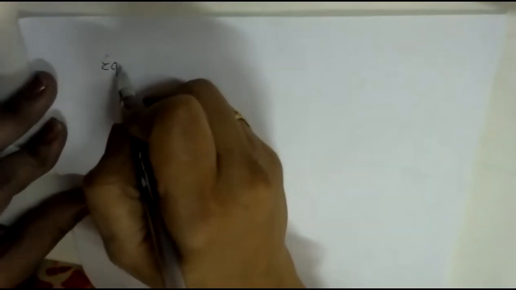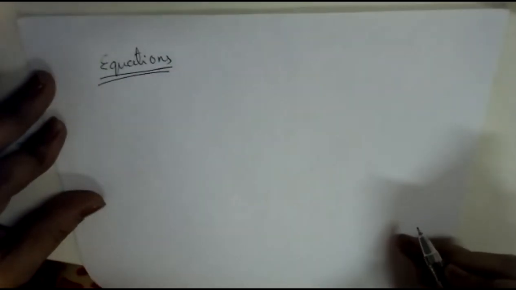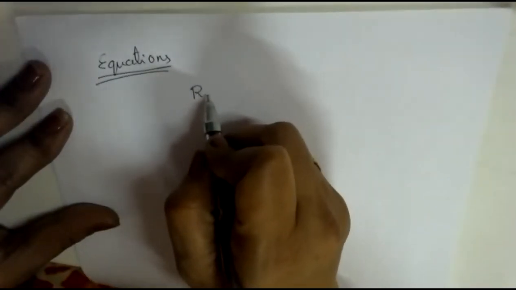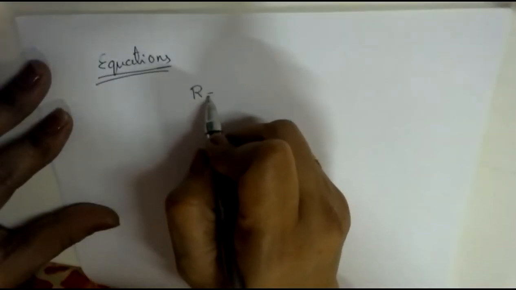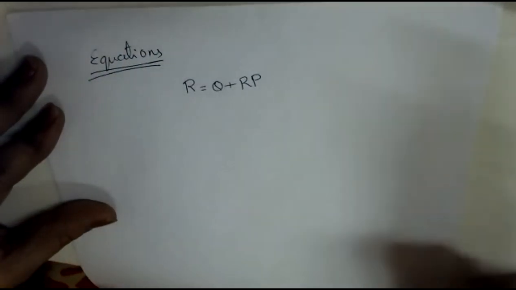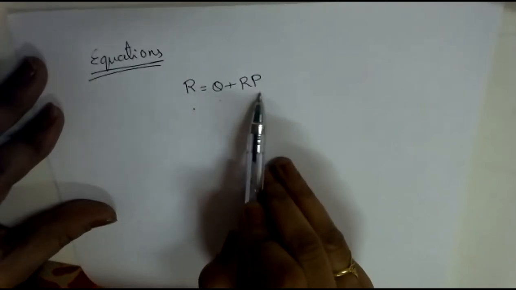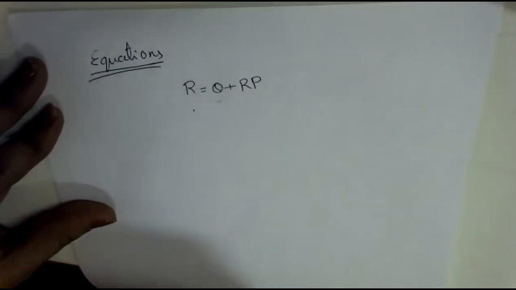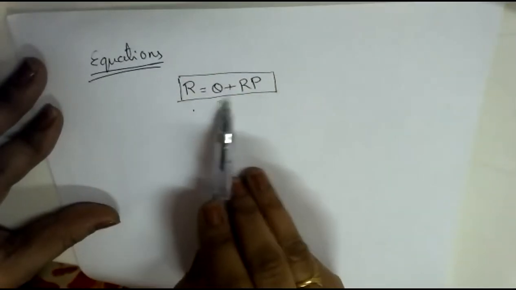Okay, so for Arden's theorem, what you have to do is, for every state we have to write equations. We'll see with the example how to write it. And the equation should be of the form R is equal to Q plus RP. We'll see what is this R, what is this Q, and what is this P with the example.